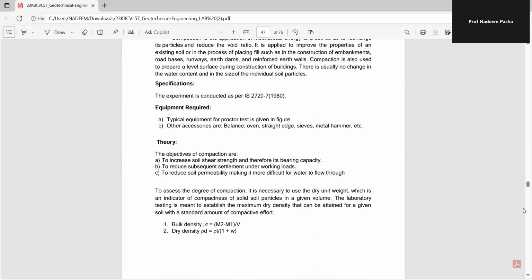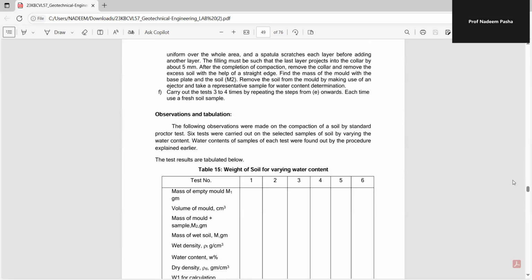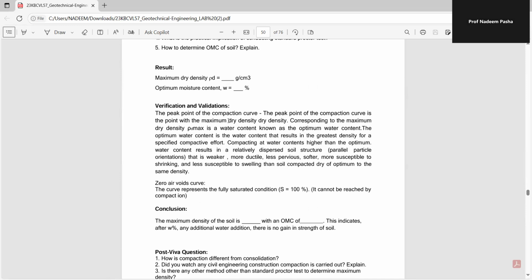And what is the equipment required? Typical equipment for the Proctor test is a mold, balance, oven, straight edge, sieves and a metal hammer. So these are the instruments used. So what do you mean by optimum moisture content or dry density? Before understanding this, you need to understand what compaction is. Compaction is the application of mechanical energy to a soil so as to rearrange its particles. I hope you have understood it. So what do you mean by the peak point of the compaction curve? The peak point of the compaction curve is the point with the maximum dry density corresponding to the maximum dry density rho d max.